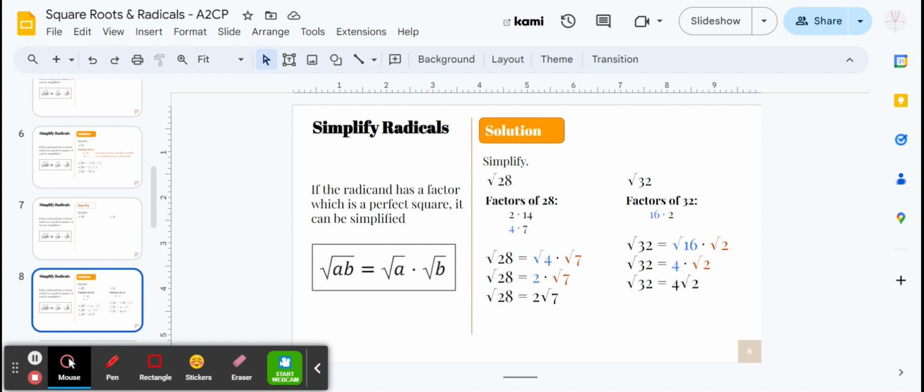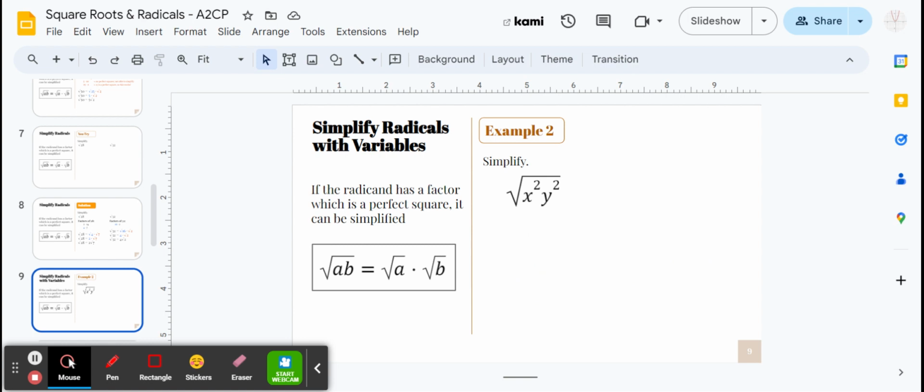Same thing here, 16 and 2. 16 is your perfect square. You break down the 32 into 16 times 2. Square root of 16 is 4. 2 is a prime number that cannot be broken down. So in this case, your answer is 4 square root of 2.